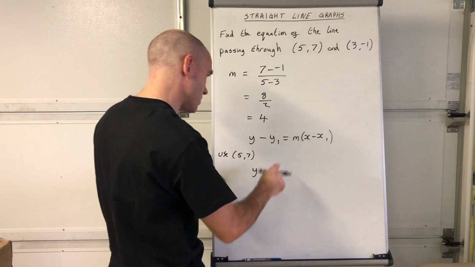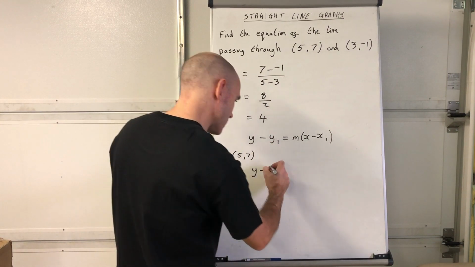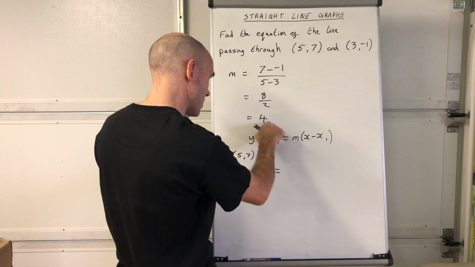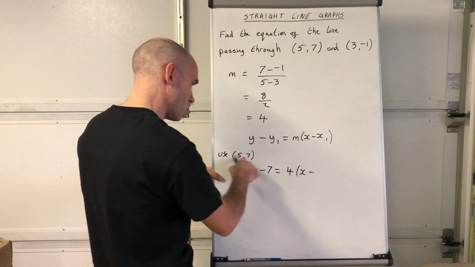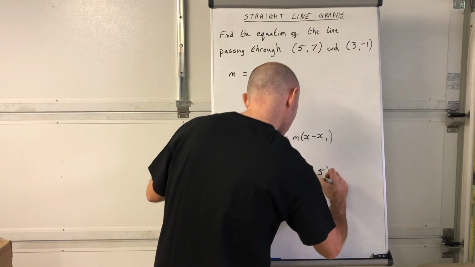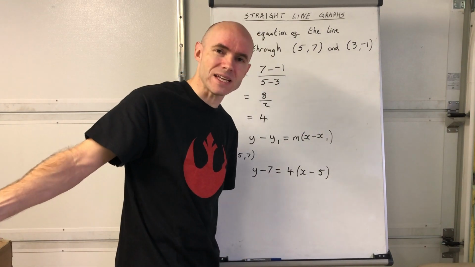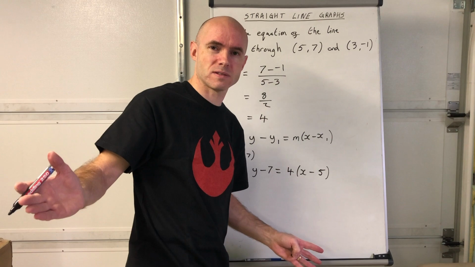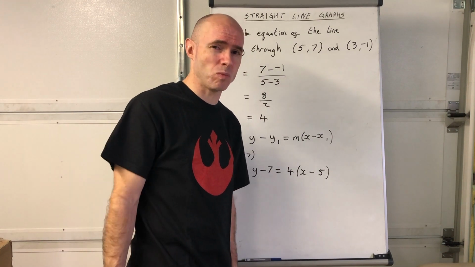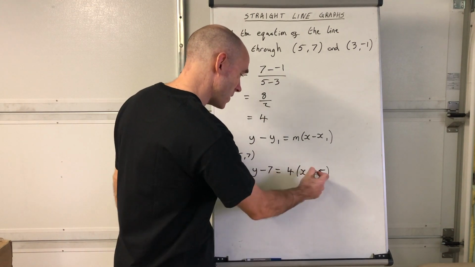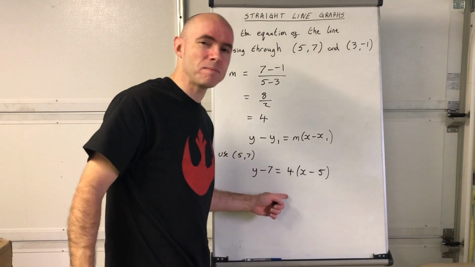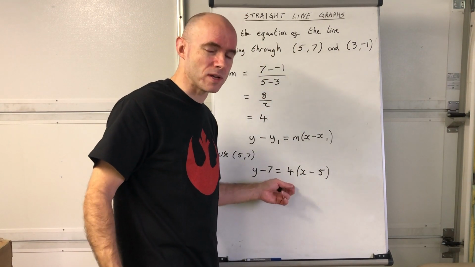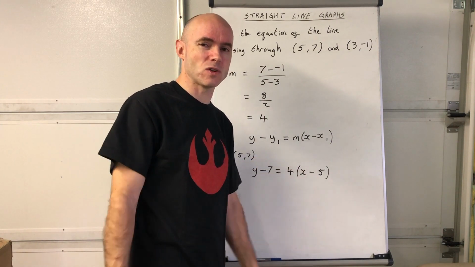So the thing to do is replace y1 with the y coordinate, 7, m with the gradient we know, which is 4, and x1 with the x coordinate, which is 5. And we've done it. That's it. We have done it. Can you see how quick and simple that was? This is an equation of the line that passes through these points here. It might not be simplified, it might not be in the form that you want, but it is the equation of the line.